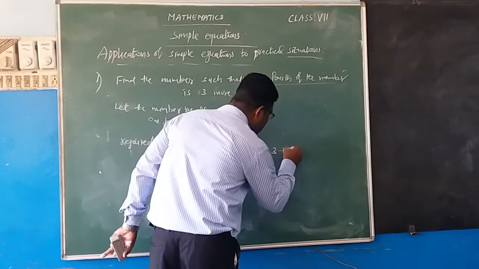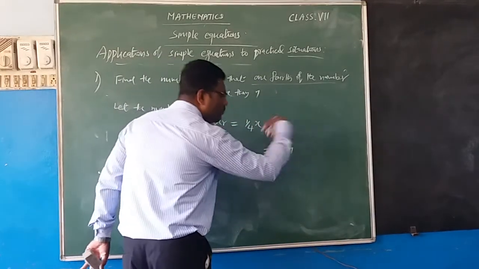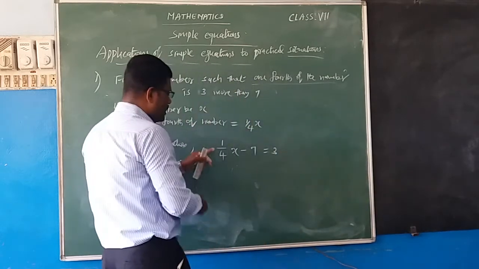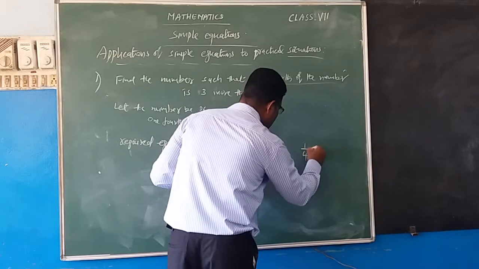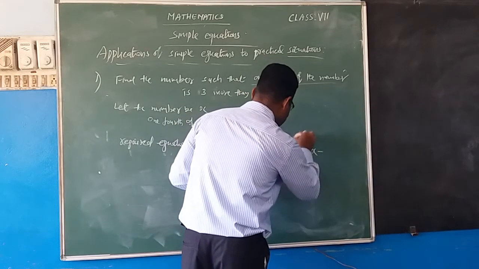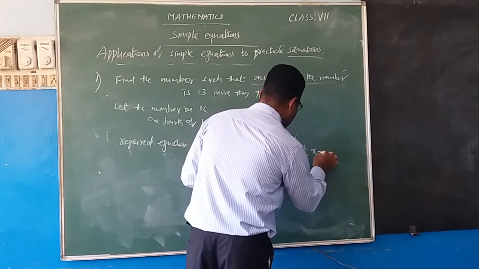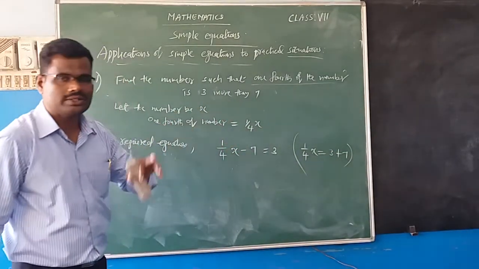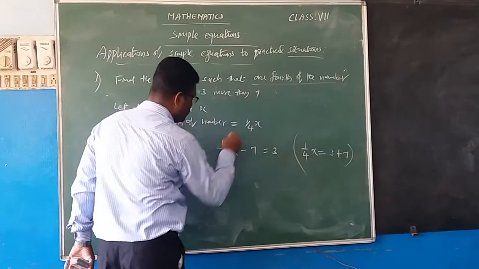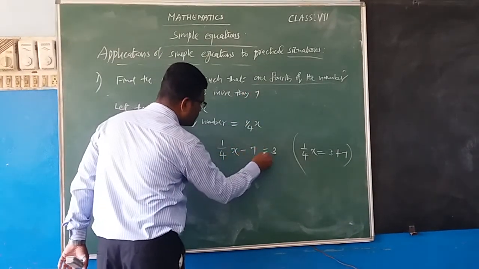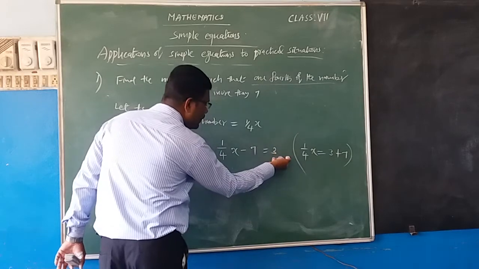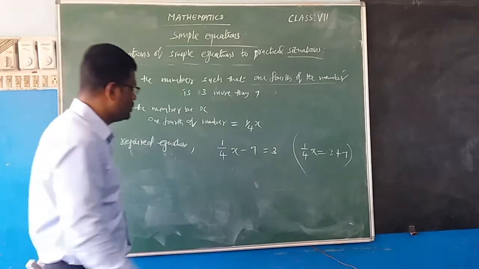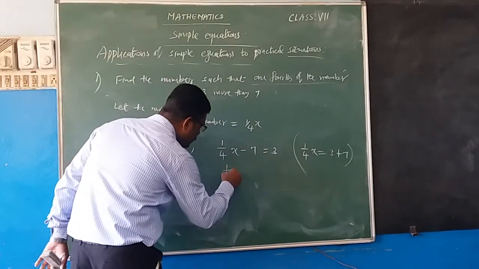Either we can write plus 7 here, 3 more than 7, or minus 7 we can write here. Both are right. Either 1/4x is equal to 3 plus 7, or 1/4x minus 7 is equal to 3. 1/4 of a number is 3 more than 7. Either you add, or when it comes to the left side it is minus 7. Both are the same. So how to solve this equation?